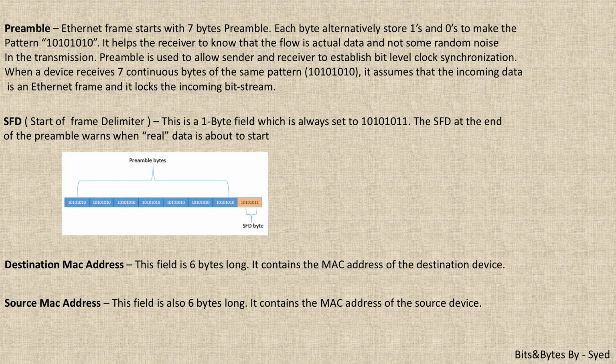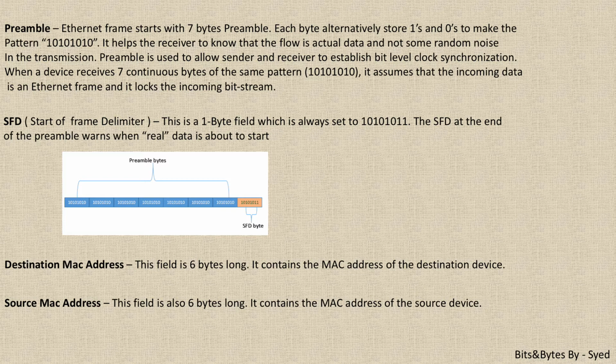SFD, start of frame delimiter. This is a 1 byte field which is always set to 10101011. The SFD at the end of the preamble warns when the real data is about to start. So this field is similar to preamble. However, we only have one occurrence of pattern 10101011, and the last bit is always 1. So the time sync has to happen before this byte is received, and it signals the receiver that the data transmission is about to start.